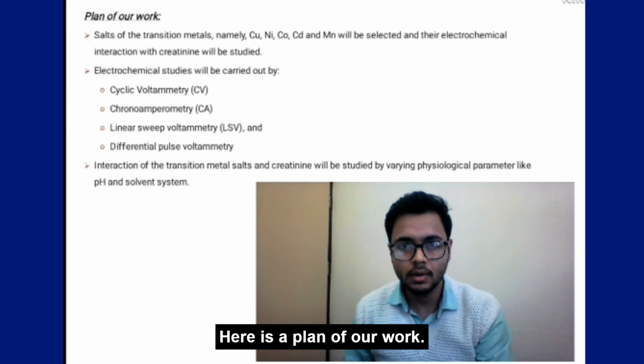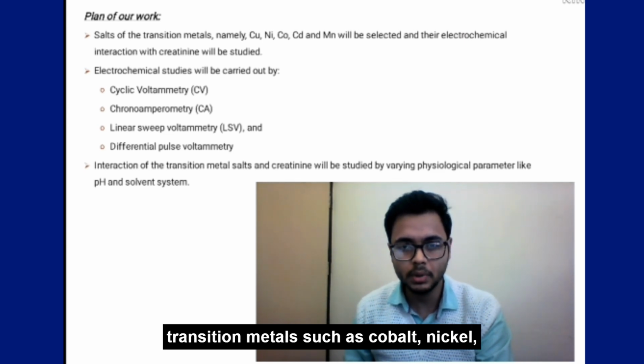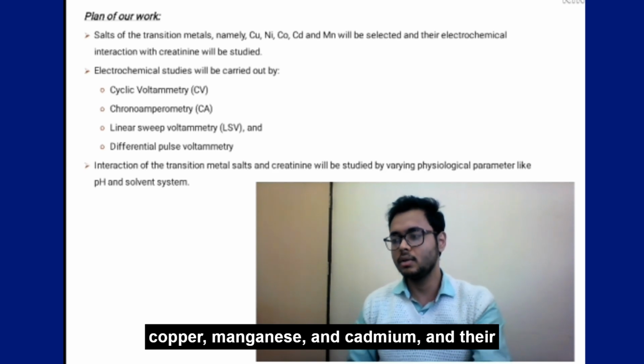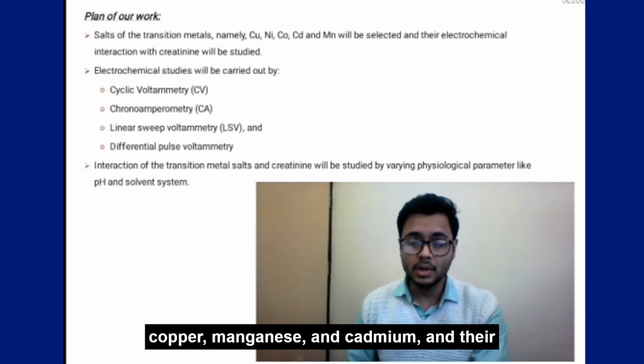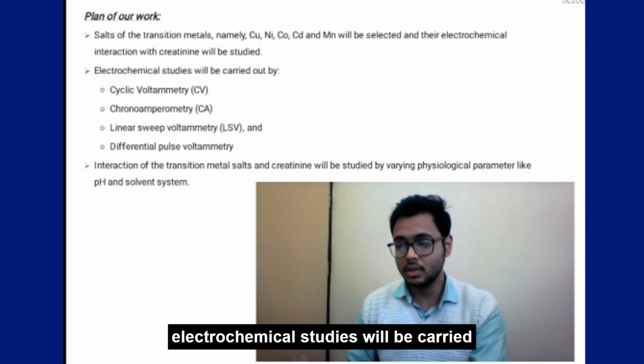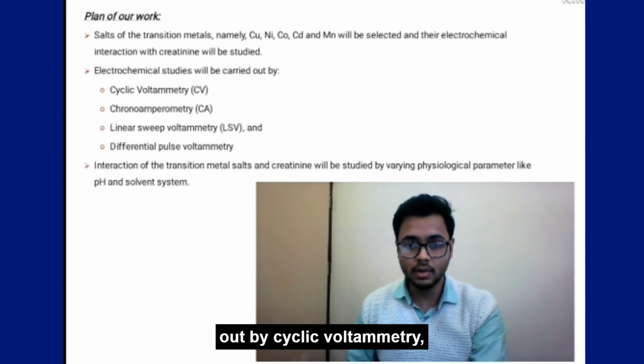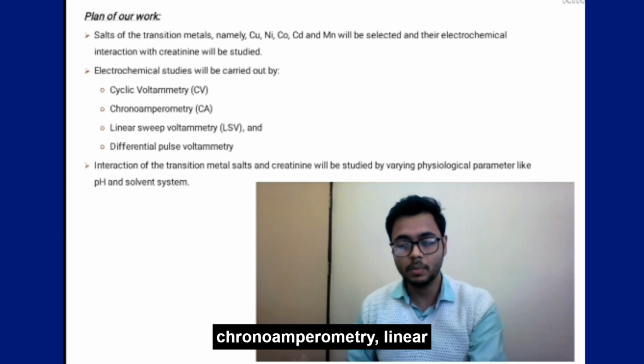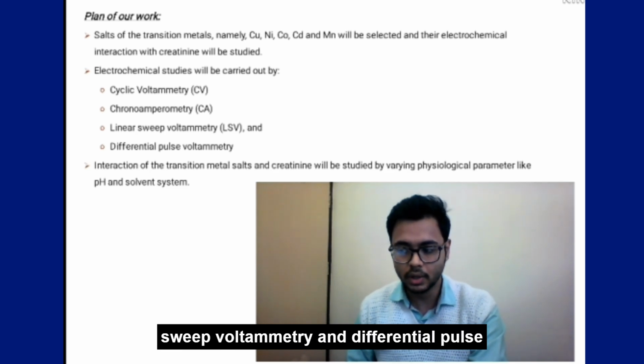We'll be taking salts of different transition metals such as cobalt, nickel, copper, manganese, and cadmium, and their electrochemical interactions with creatinine will be studied. The electrochemical studies will be carried out by cyclic voltammetry, chronoamperometry, linear sweep voltammetry, and differential pulse voltammetry.